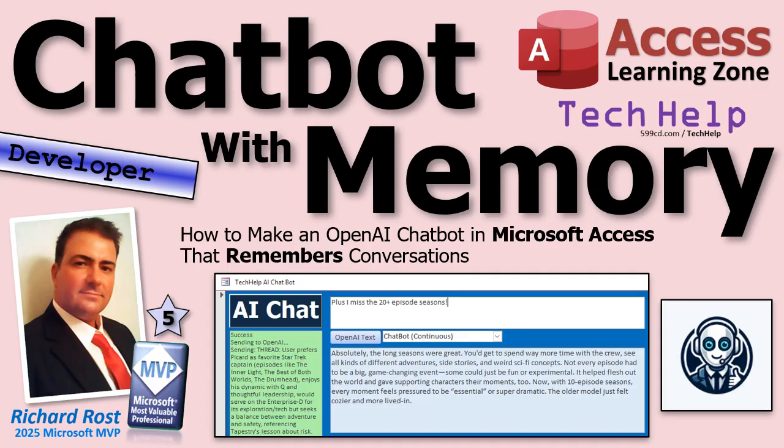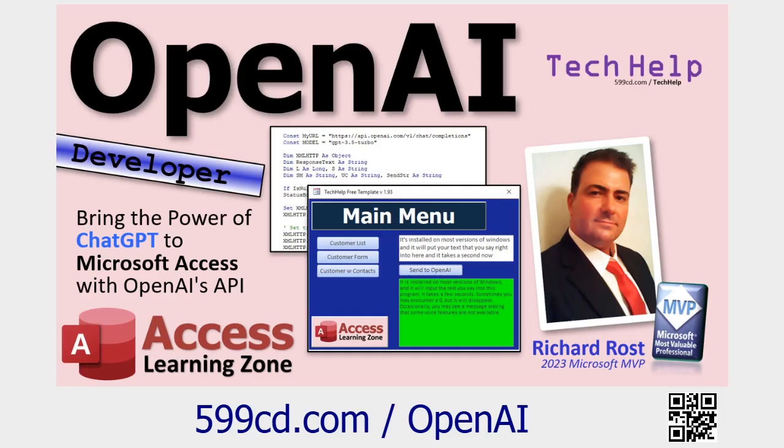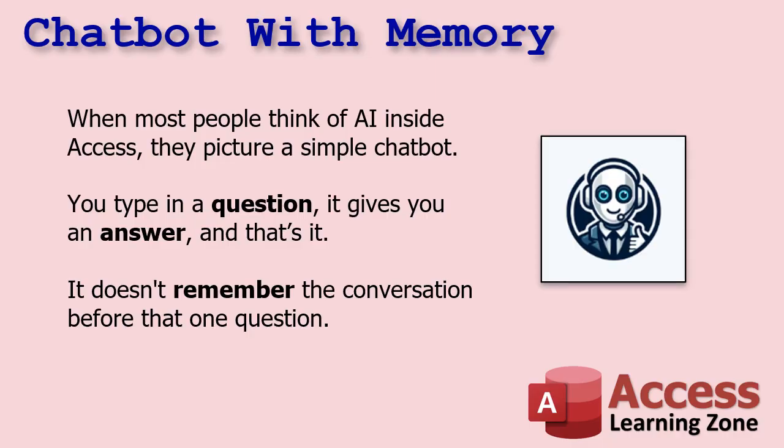We're going to learn how to build a chatbot with memory. How to make an OpenAI chatbot in Microsoft Access that remembers the conversation. I've done a couple of videos before like this one where I show you how to take your Access database and connect it to OpenAI. That's the company behind ChatGPT. They've got an engine you can send requests to and get responses back, and it turns your Access database into a simple chatbot, but it doesn't remember the previous conversation. It's very simple. You get a basic question and answer chatbot.